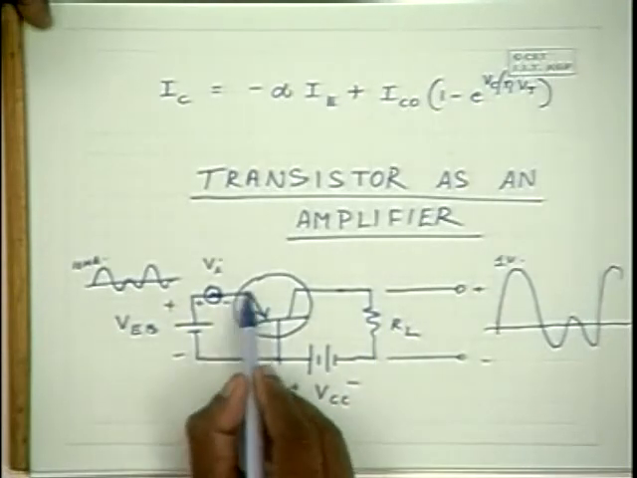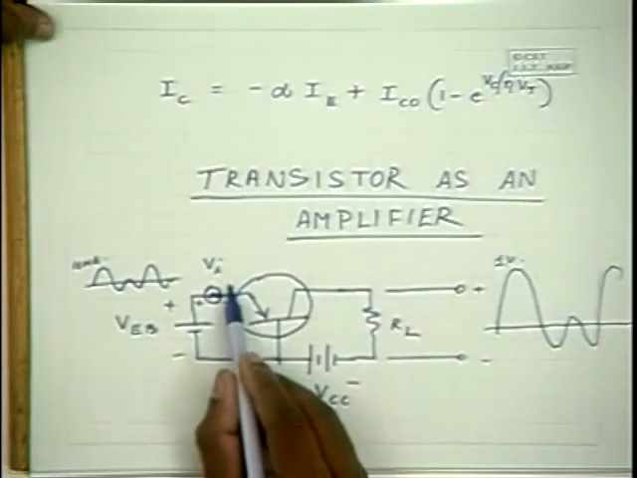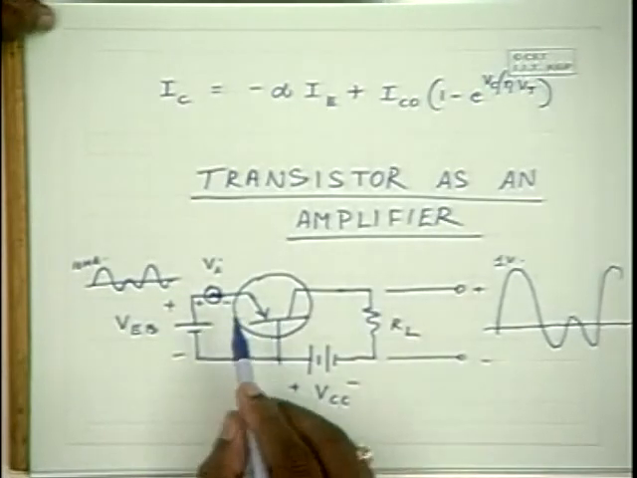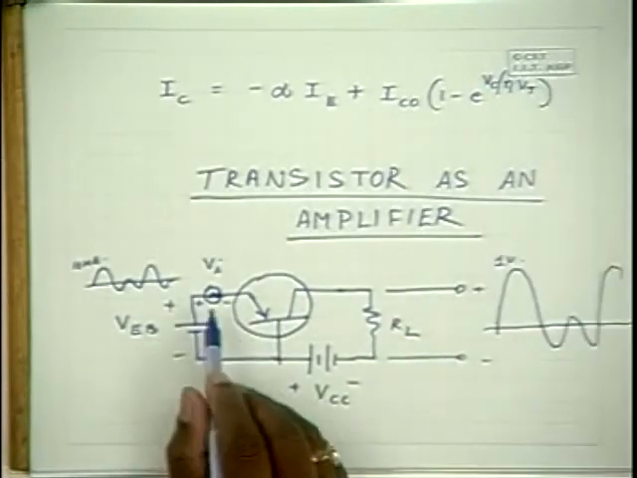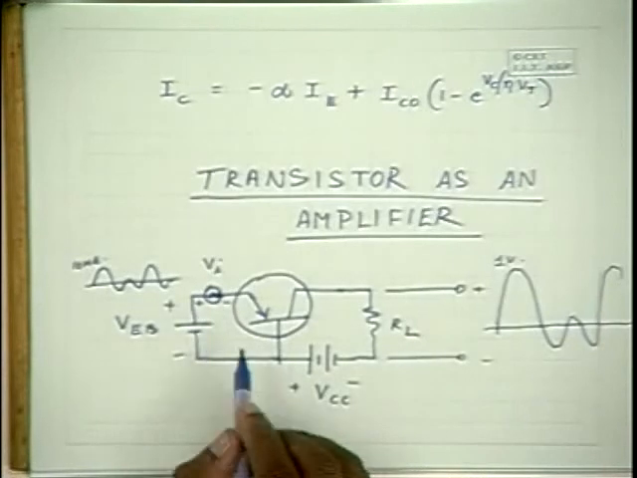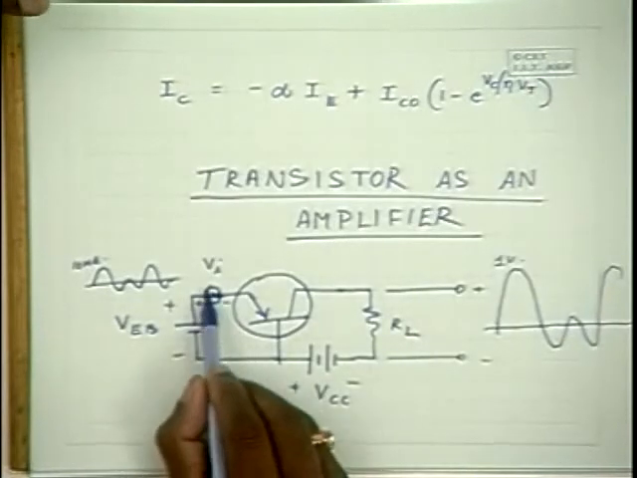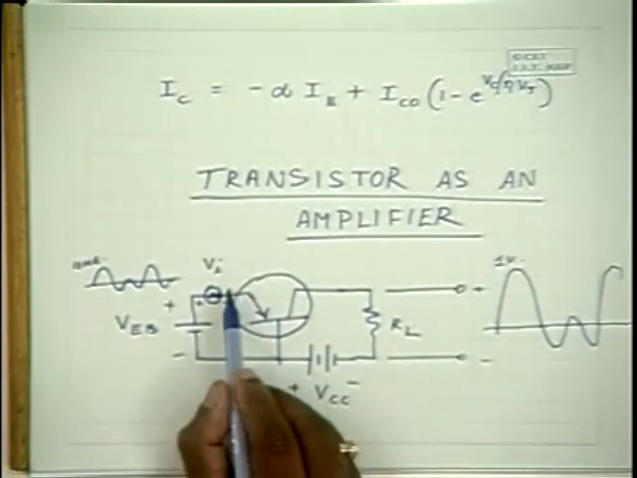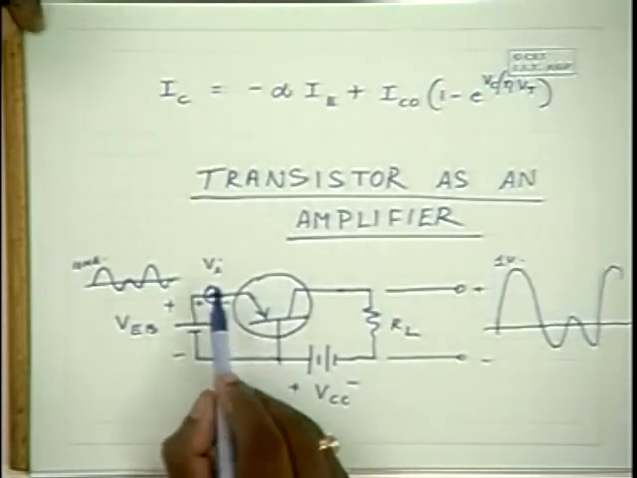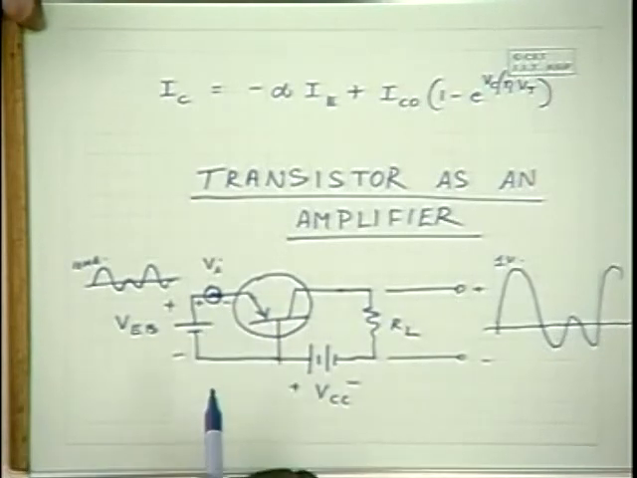Then the diffused current, or the current that diffuses from the emitter junction into the base region, changes proportionately, because this potential barrier is being changed, either increased or decreased based on this potential being positive or negative. So the current that is injected from the emitter into the base region changes.